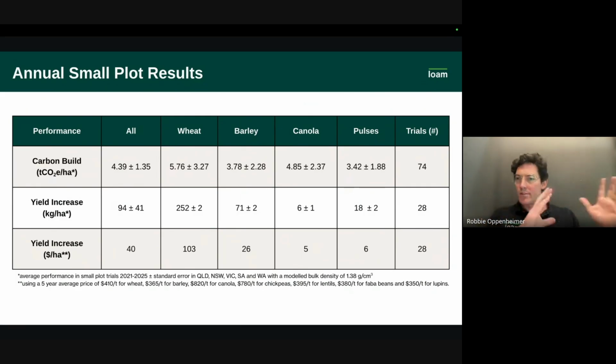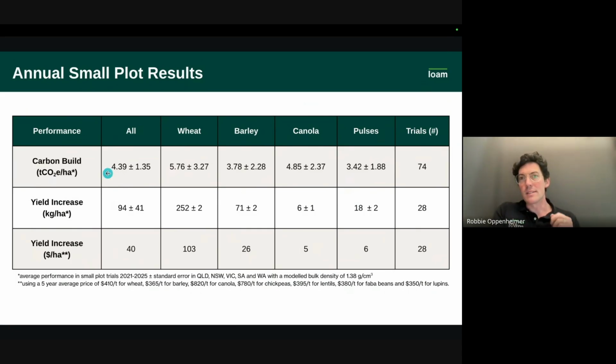If we zoom out from individual trials and look at trials across locations and years, this is a summary of Loam's small plot trials. So these are smaller scale than the previous work that I was sharing. These are like the national variety trials and often co-located with some of them. So these are 2 by 12 meter plots replicated across Queensland, New South Wales, Victoria, South Australia, Western Australia between 2021 and 2025. And if we look across that data, we can see an increase in carbon stocks between sowing and harvest for each of those individual trials.